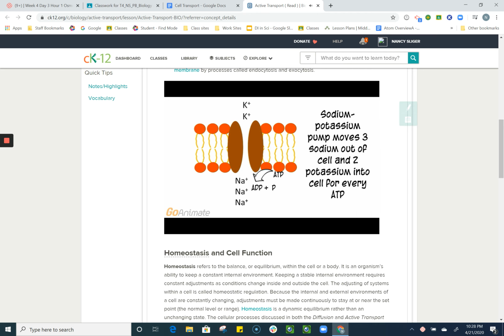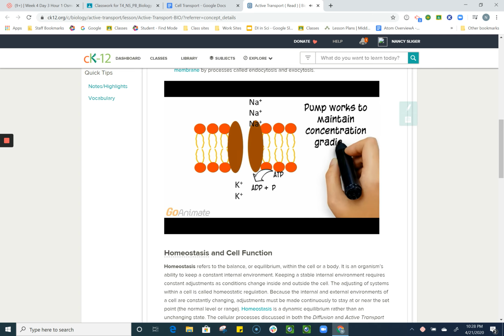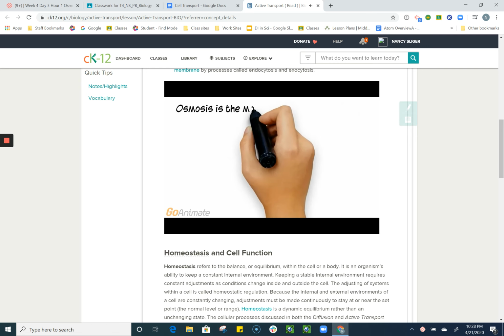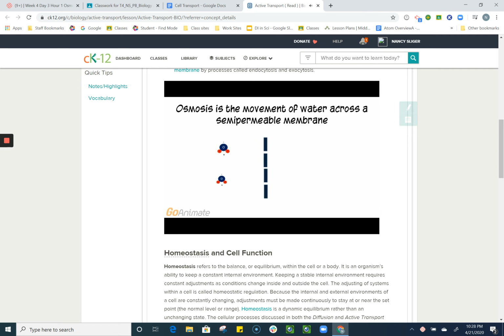An example of an active transport protein is the sodium-potassium pump. The sodium-potassium pump moves 3 sodium outside of the cell and 2 potassium inside of the cell for every molecule of ATP used. The sodium-potassium pump works to maintain concentration gradients. In osmosis, water moves through a semi-permeable membrane, which is a membrane that allows water through, but not solute. Water will move toward an area of higher solute concentration.